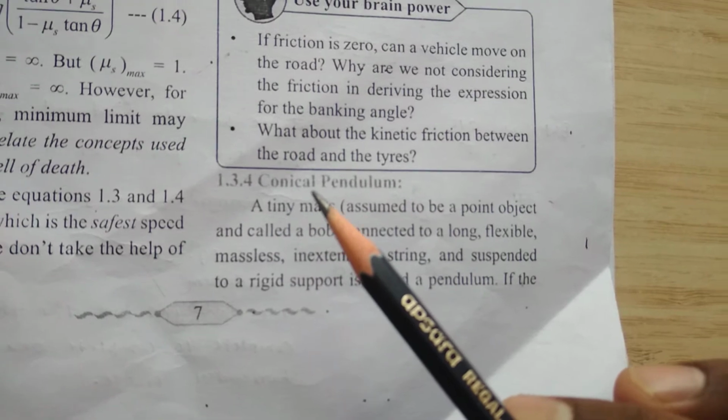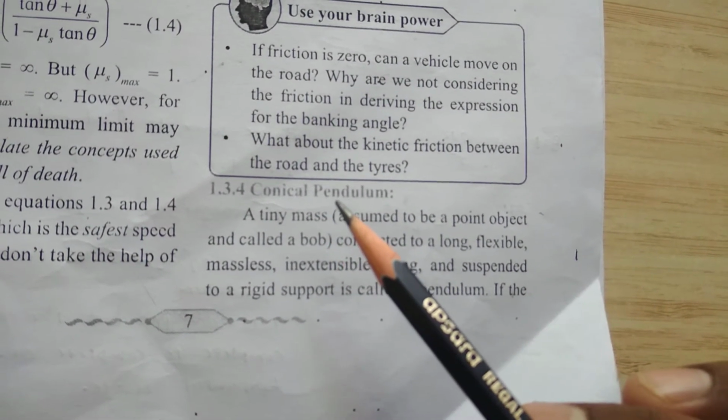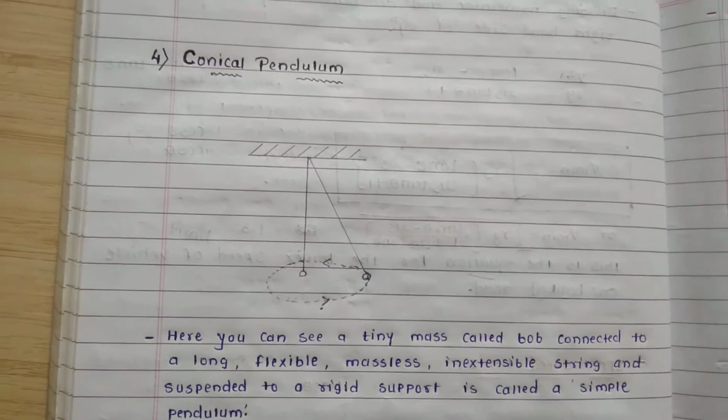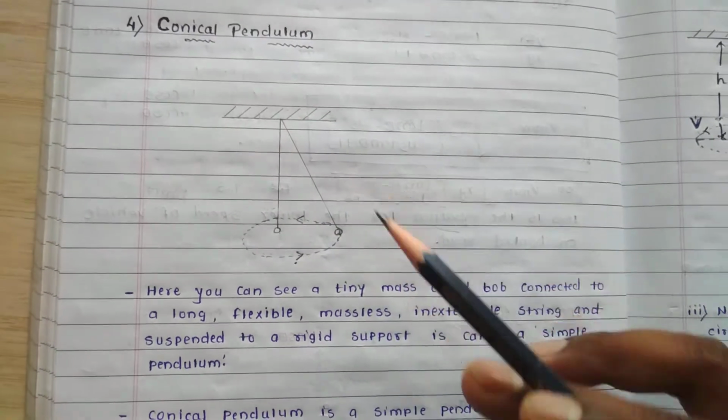In this video, we will study the application of uniform circular motion, that is the conical pendulum. The fourth application of uniform circular motion is the conical pendulum.